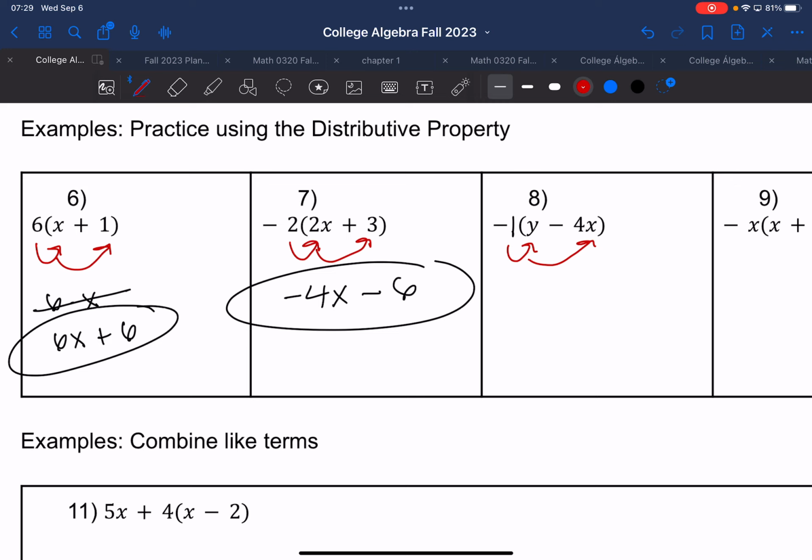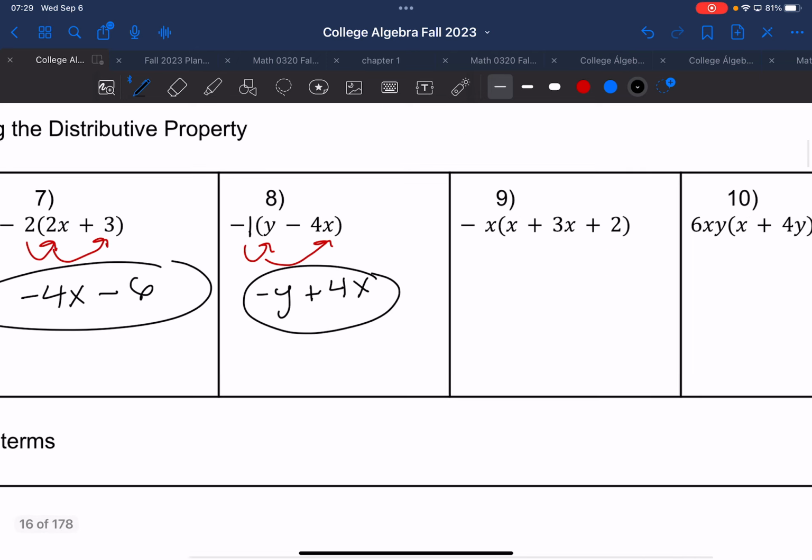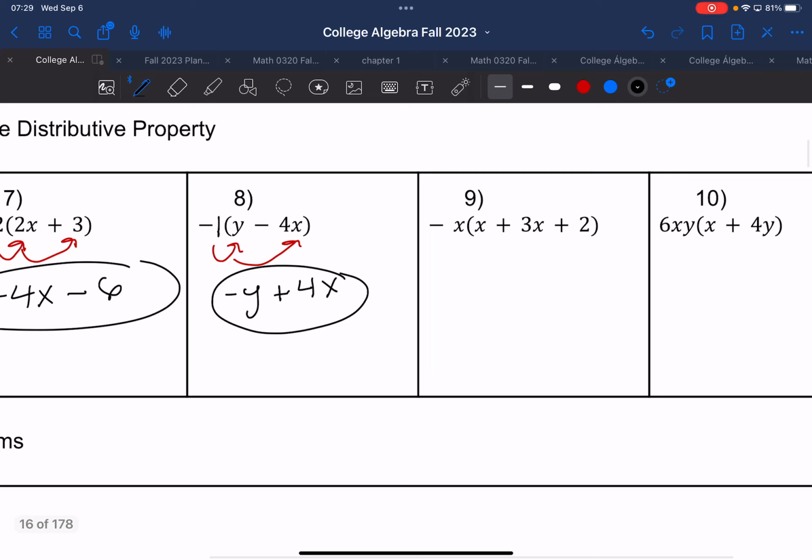So negative 1 times y, how would I write that? Negative y, and negative 1 times negative 4x just turns this into a positive 4x. Are they like terms? No, so that's my answer. What am I distributing on 9? Good, a negative 1x.